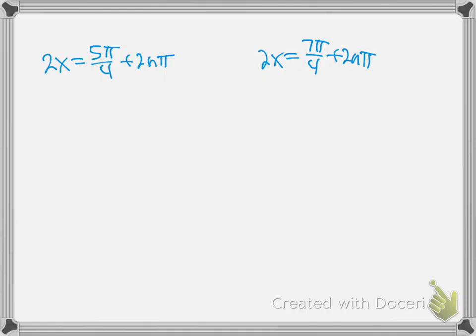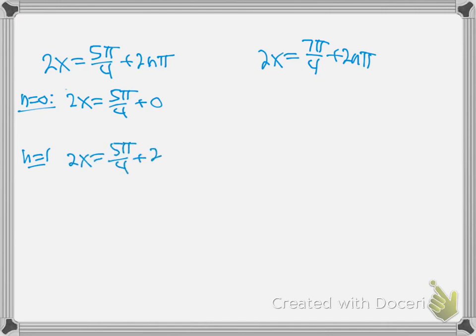So now, remember, you have to do a couple and then divide. You got to let n be 0, n be 1. Remember the various cases? You got n equals 0. Well, in that case, you'll have 2x is 5 pi over 4 plus 0. So it's just 5 pi over 4. If you let n be 1, you'll get 2x equals 5 pi over 4 plus 2 times 1 pi. So I'll let the n be 1.